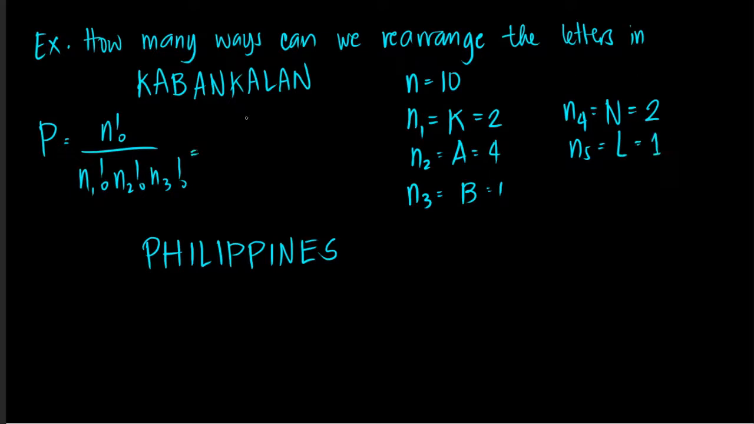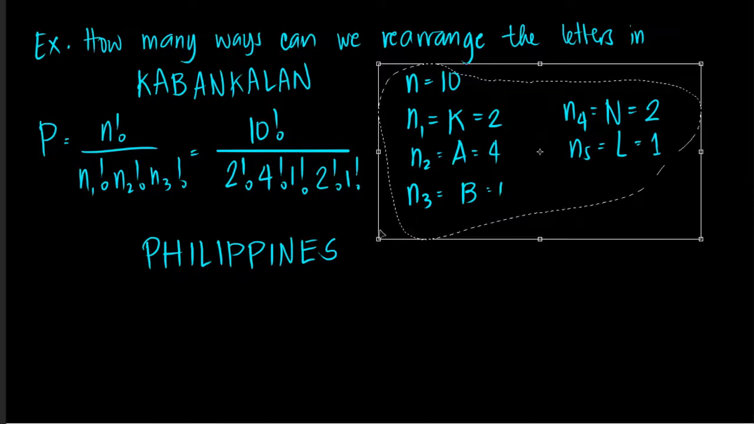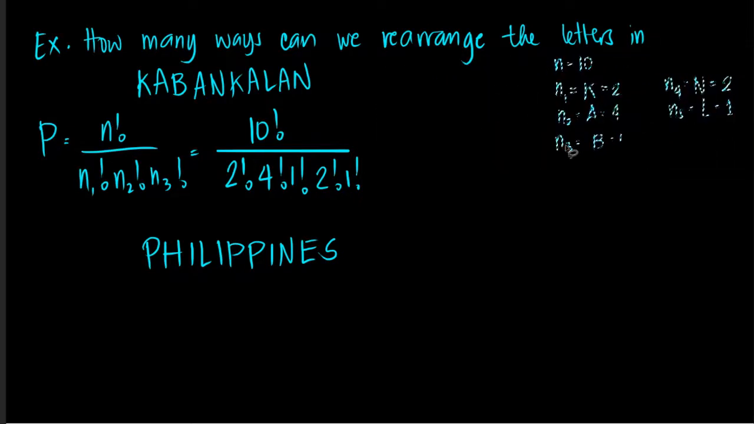Okay? With that, makasulat ka na 10 factorial all over 2 factorial times 4 factorial times 1 factorial. Pahigadon ko ni sila. Okay. Now you have 10 factorial. To shortcut this, you know that 1 factorial is just 1. So, pwede na siya. And then consider which is the highest factorial sa inyong denominator. So, I can see 4.